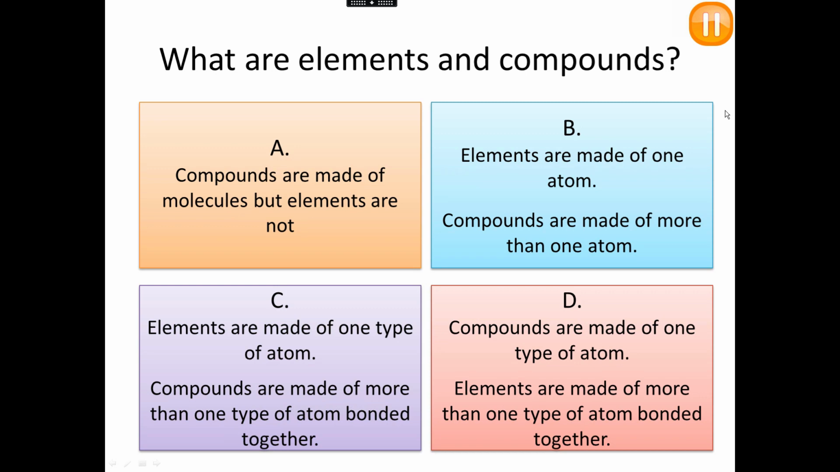Here we go with the answers. The answer is, well, B is good. It's kind of correct, but it doesn't say that compounds are bonded together. So what's a better version of that? C is a better version of that. Elements are made of one type of atom. Compounds are made of more than one type of atom bonded together. The best answer is C. We need to include those words bonded together in the definition of a compound.